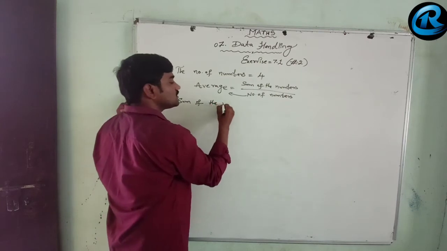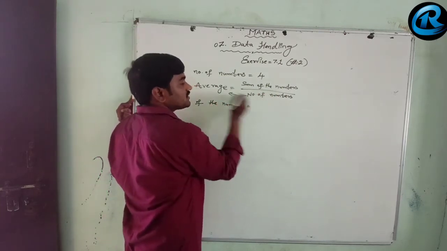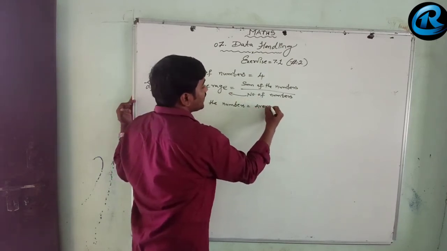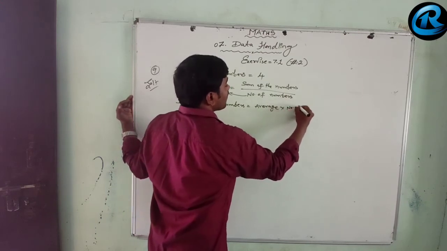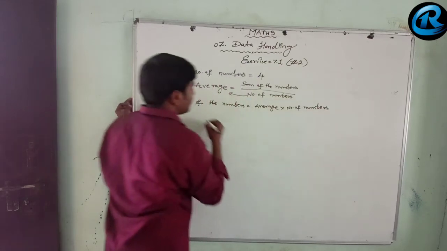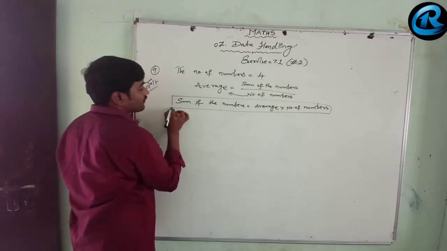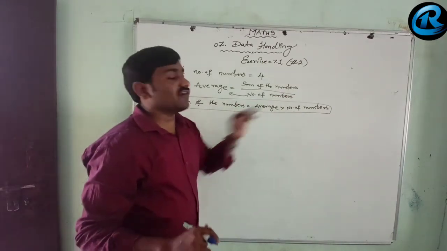Sum of the numbers equals average into number of numbers. This is the formula you need to remember. Yes, sum of the numbers equals average into number of numbers.